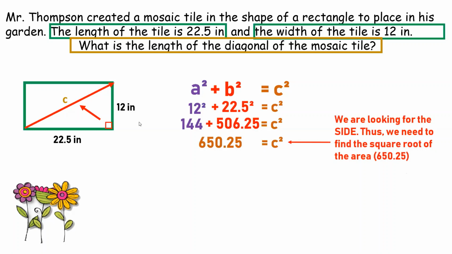We are looking for the side, thus we need to find the square root of the area, which is 650.25. Square root of 650.25 and the square root of c squared. Square and square root will cancel each other out, leaving me with c. And the square root of 650.25 is 25.5. 25.5 inches is the length of the diagonal of the mosaic tile.